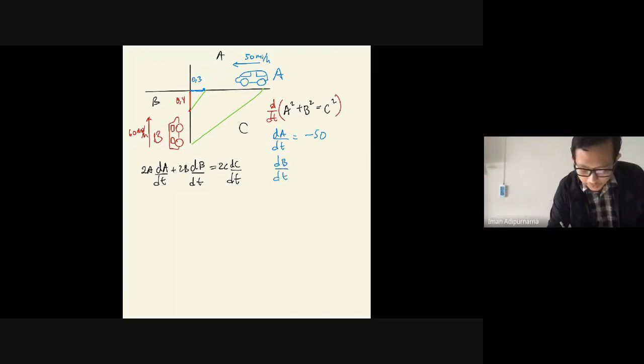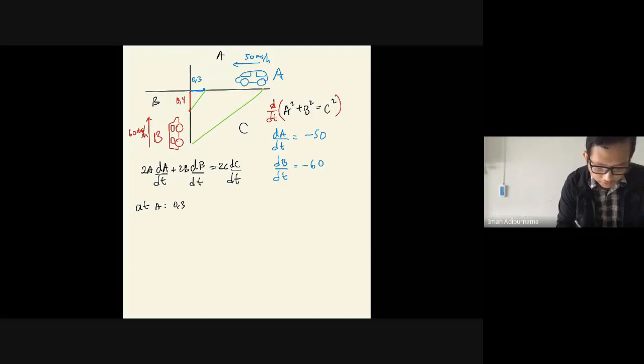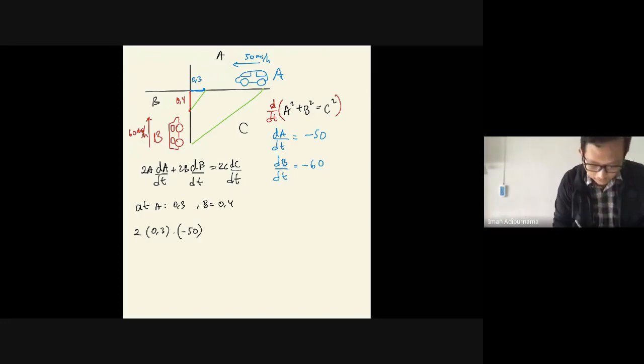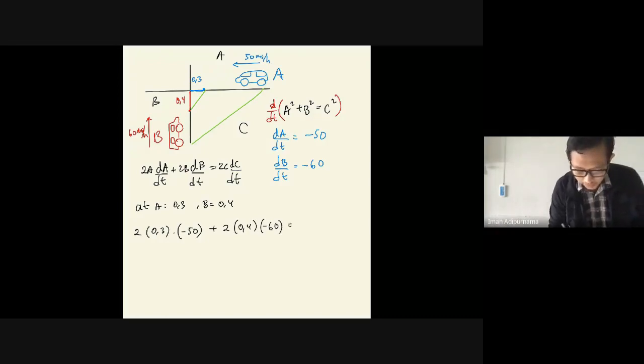And I will make dB/dt also -60. And at A is 0.3, B is 0.4, I will write this: 2 times 0.3, A is -50, plus 2 times 0.4, this is -60. And at 0.3, 0.4, C is 0.5, right? With the Pythagorean triple. So 2 times 0.5, and then dC/dt.